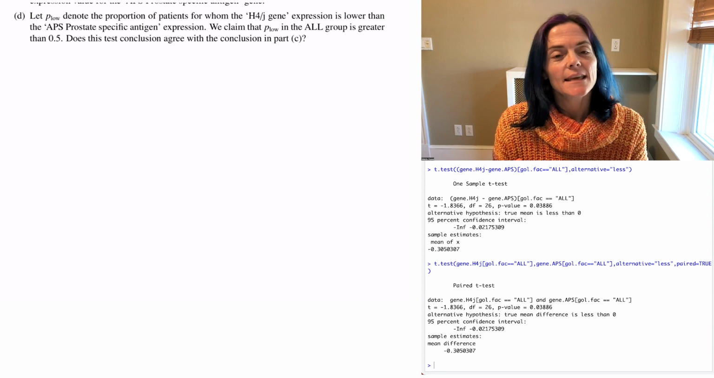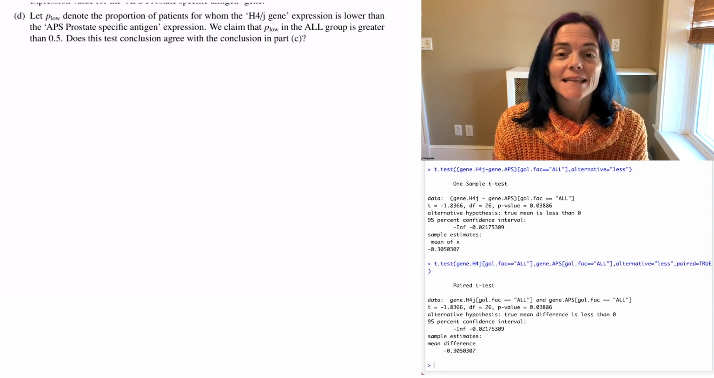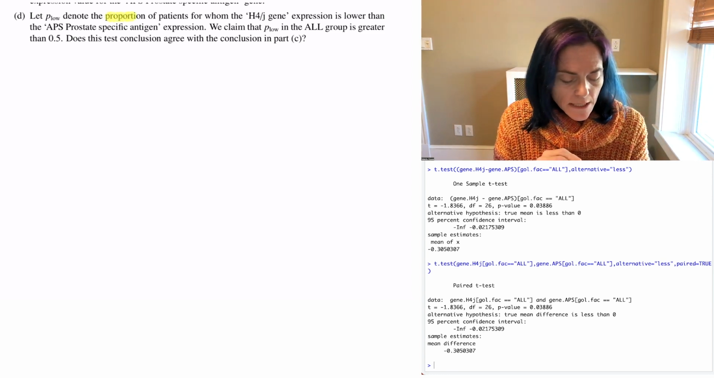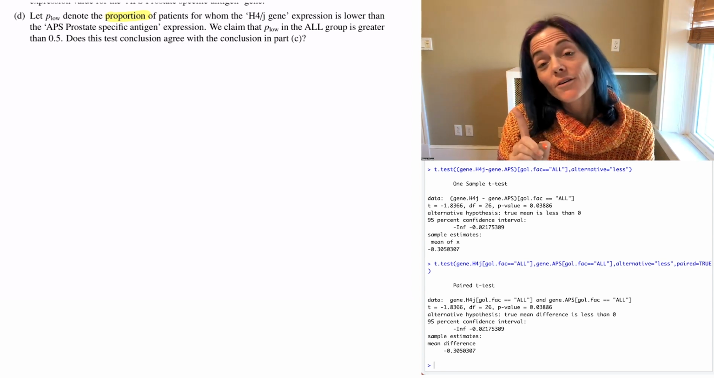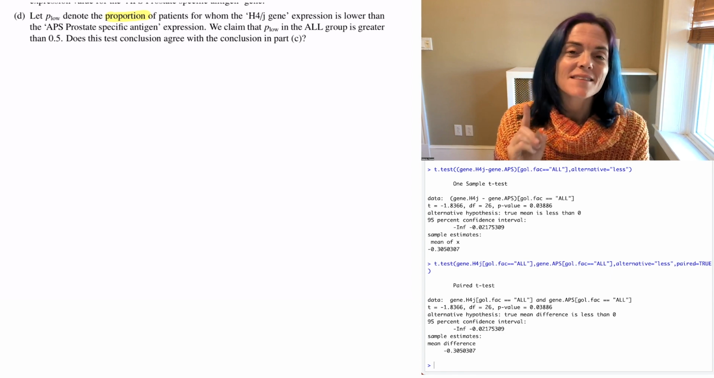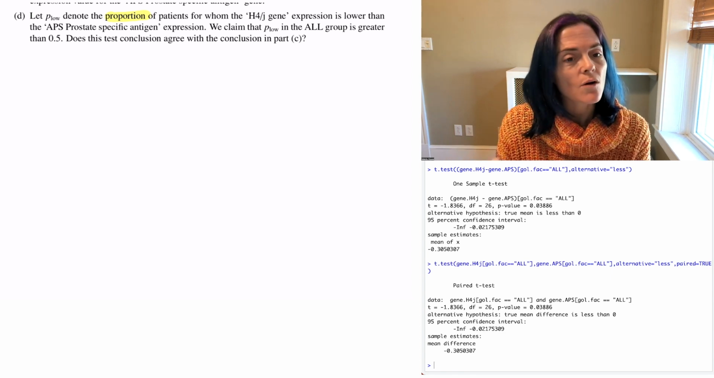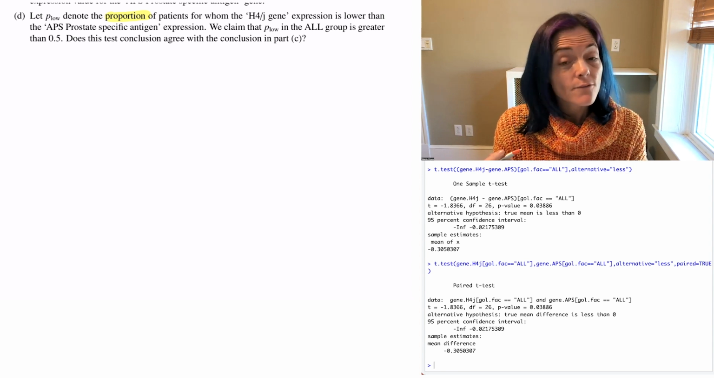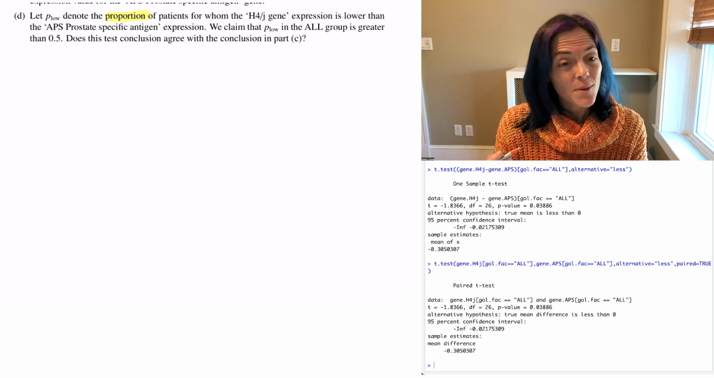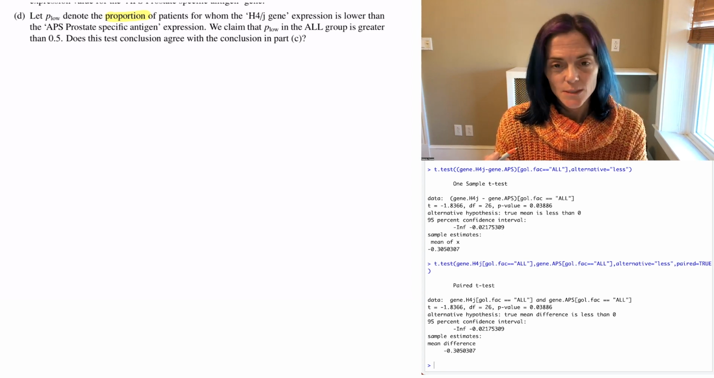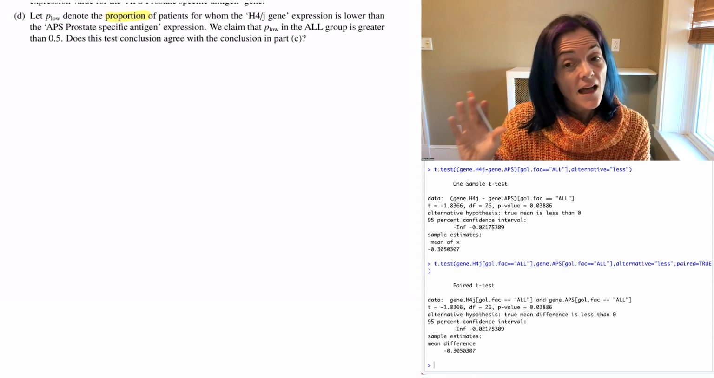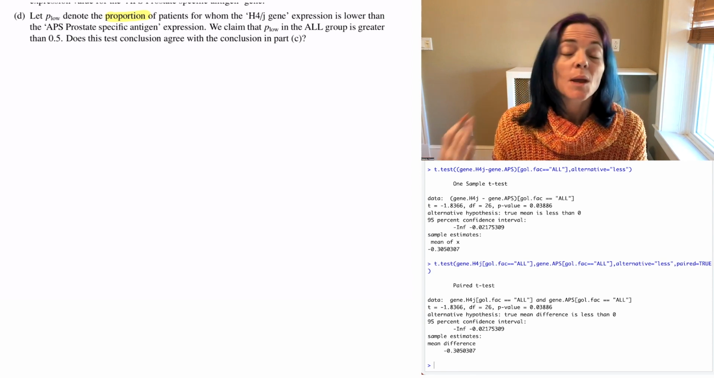All right, letter D. Here is where things change slightly. You notice now this P sub low is a proportion. So no longer are we doing hypothesis tests about population means. We will have a hypothesis test about a proportion here. So P low is the proportion of patients for whom the H4J gene expression is lower than the APS prostate-specific antigen expression. We claim, so here's the claim, P low in the ALL group is greater than 0.5.